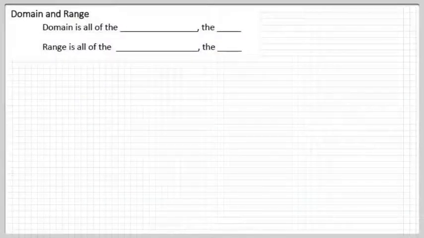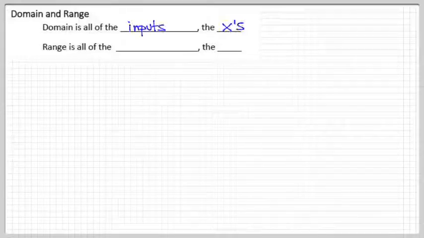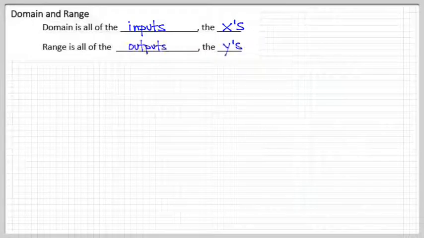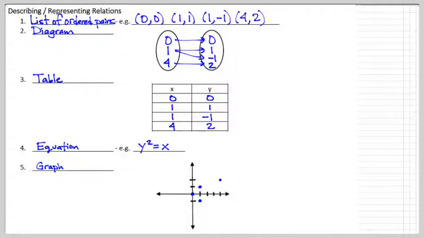Now, the domain of a function or a relation is all of the inputs, and typically we call them the x's. The range is all of the outputs, and typically we use the y variable for that. Now, let me go back to this page, and let me just look at the domain of this relation. It's the input. It's the x value right here, right here. The range, similarly, can be picked off easily in these different representations. You notice I skipped this one down here.